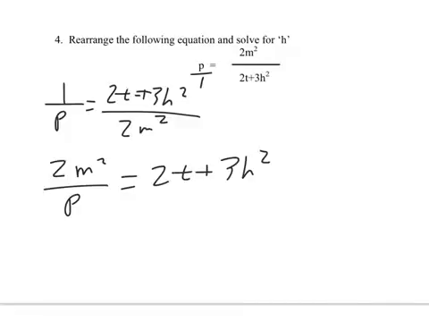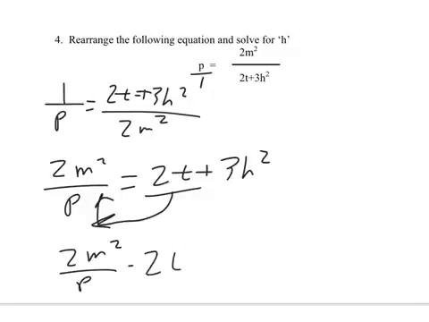Now to get that h alone, we don't want to divide by 3 just yet. Well, we could. That just makes things much more complicated. Let's get rid of that 2t first. Put that over to the left. So subtract 2t from both sides, which essentially moves the 2t over to the other side and makes it negative. So 2m squared over p minus 2t equals 3h squared. At this point, we'll divide both sides by 3, and we'll take the square root. I'm running out of room on this page, so we'll just look at the answer on the next page.